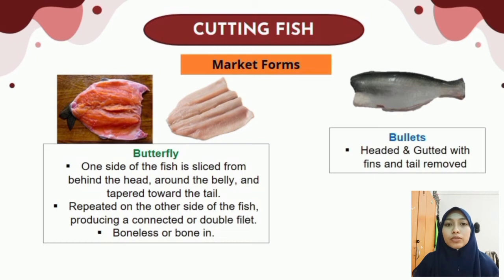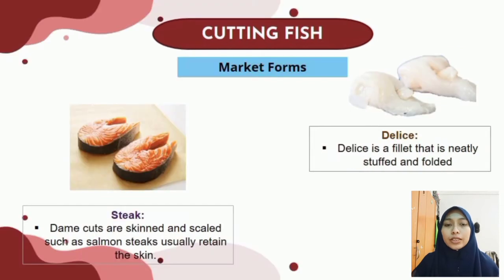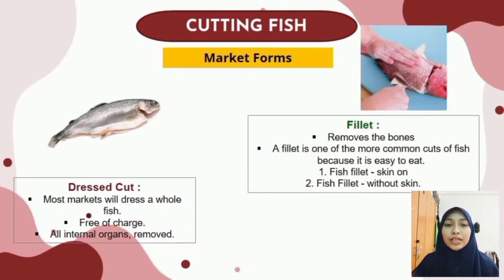Second is pullet, which means the head and gut, with fin and tail, are removed. Third, stick. The cuts are skinned and scaled, such as salmon stick, which usually retains the skin. Next, release. Release is a fillet that is neatly stuffed and folded. Then, dressed cut. Upon request, most markets will dress a whole fish, free of charge. Dressed fish is scaled and all the organs have been removed. Last is fillet. Fillet is a cut that removes the bone.